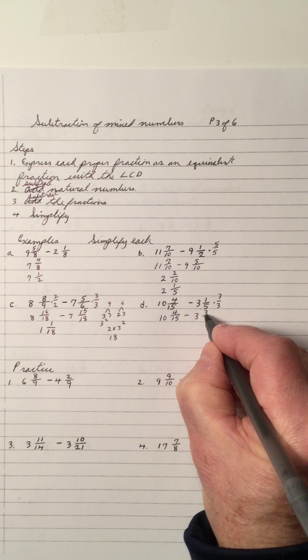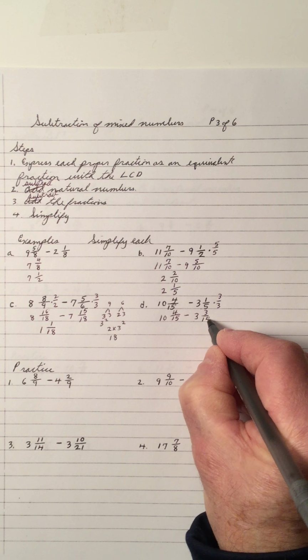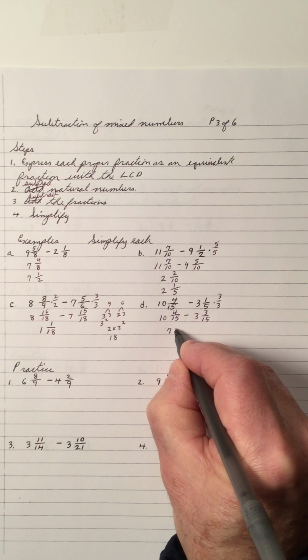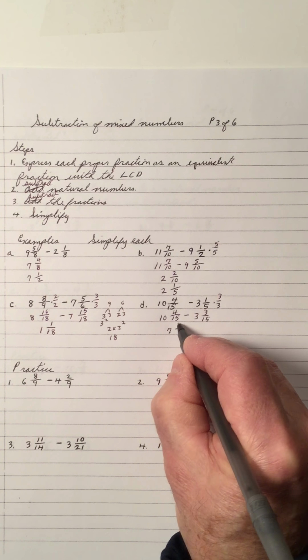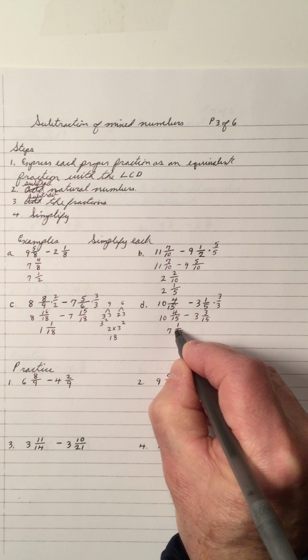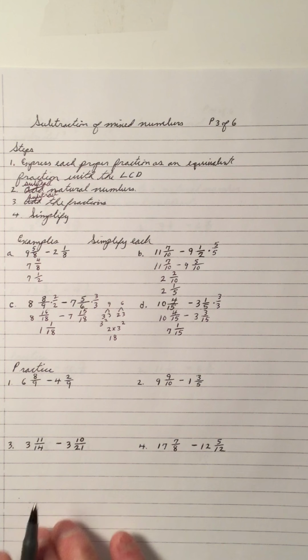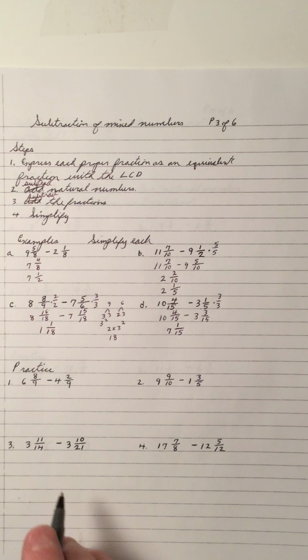1 times 3 is 3. 5 times 3 is 15. I have the same denominators of 15. 10 subtract 3 is 7. 4 subtract 3 is 1 over the same LCD, 15. Practice. Pause your video, work these out, come back to see if you're right.